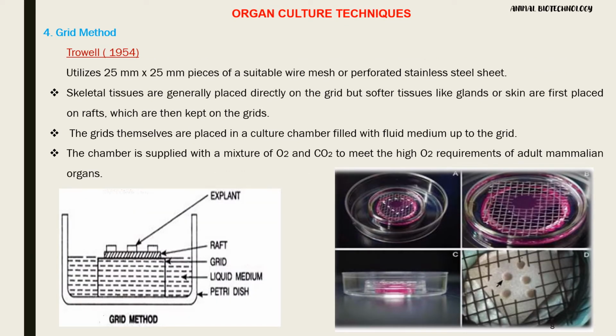Grid method of organ culture. In this method, as the name suggests, a grid made of wire mesh or perforated stainless steel sheet is used. The grid is placed over the liquid media in a culture chamber. The organ tissue is placed on these grids. In case of soft tissues, they are placed on a raft, and then these rafts are placed over the grid, as shown in the figure below. The chamber is then supplied with a mixture of carbon dioxide and oxygen.